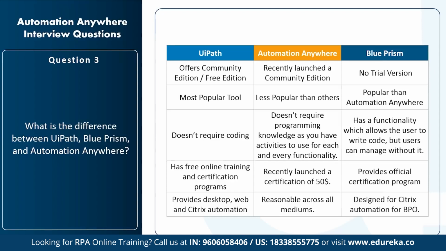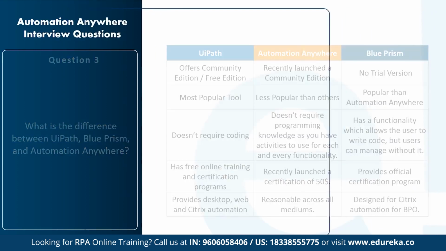And finally, coming to the usage of these tools, UiPath is basically used to provide desktop, web, and Citrix automation. Automation Anywhere is reasonable across all the mediums, and Blue Prism is mainly designed for Citrix automation for business process outsourcing. So guys, these were the differences between UiPath, Blue Prism, and Automation Anywhere.